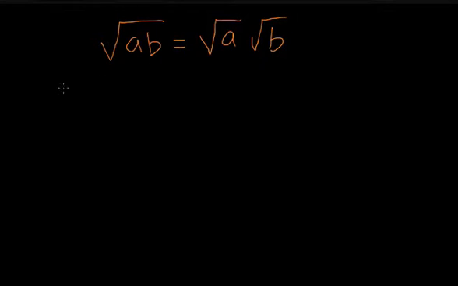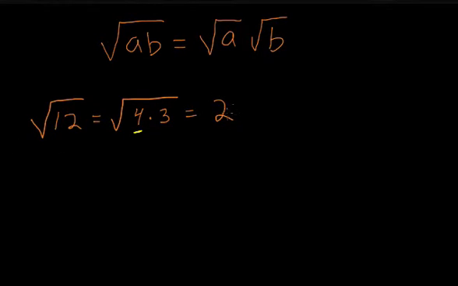So for example, if we had the square root of 12, we could rewrite that as the product of a perfect square and another value. So in this case, the product 4 times 3. The square root of 4 is 2, so we can simplify that. But the square root of 3 is an irrational number. We can't simplify that, so we leave it as the square root of 3.